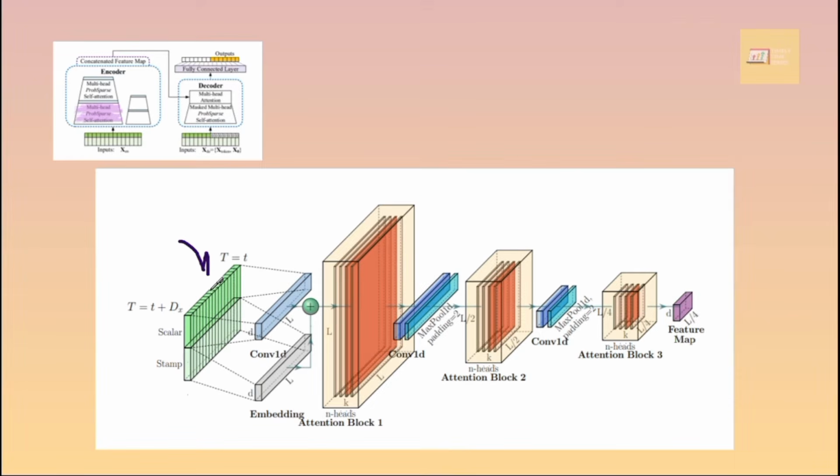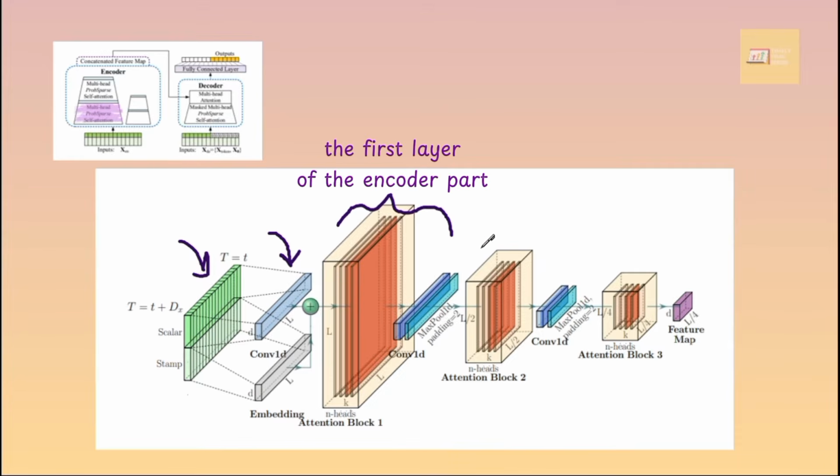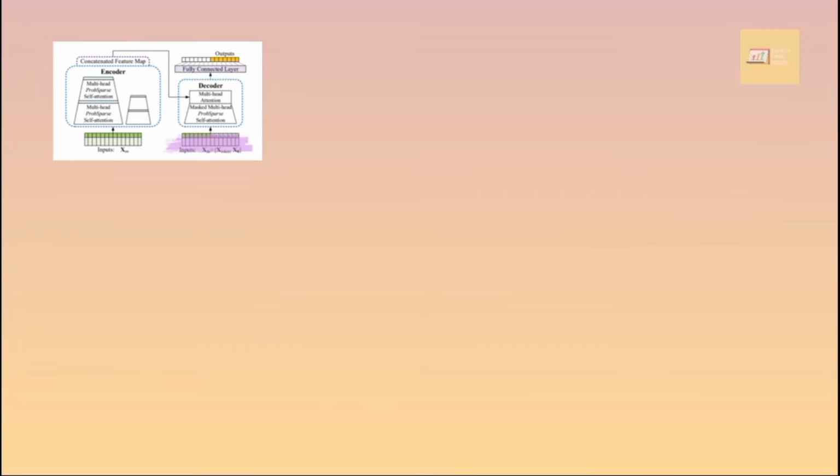So again, this is the input, and then this is the input representation layer, and then these two are the first layer of the encoder, and then this is the second. As we can see here, the dimension is L for the first layer, but for the second layer, it's L divided by 2. Okay, now let's move on to the decoder.